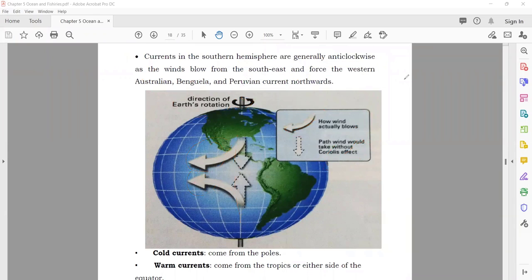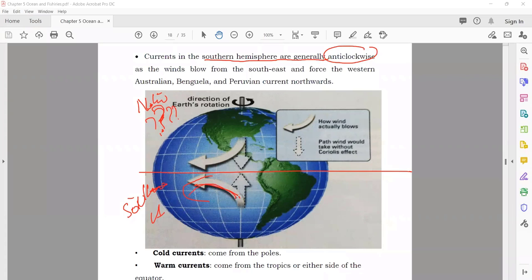And how are they anti-clockwise? Okay, here you can see this one. If I divide it into two hemispheres, which hemisphere is this one? Who will tell me? Northern hemisphere. And the lower one? Southern hemisphere. So in the southern hemisphere, the currents are generally what? Anti-clockwise. If something is moving like this, is it clockwise or anti-clockwise? Anti-clockwise. And in the northern, what is this? Clockwise.